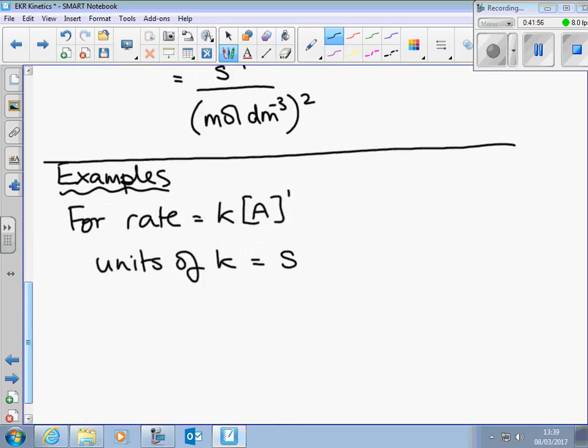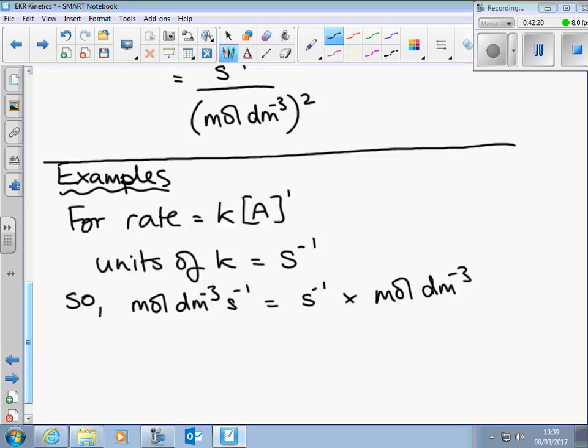And if you look at that then, if I now fill that out, what we're saying is that the rate, where we've got moles per decimeter cubed per second, is, well, for k, we've got the seconds to the minus 1 multiplied by moles per decimeter cubed. So you can see that what k is doing is turning the right-hand unit into the left-hand unit. All right.